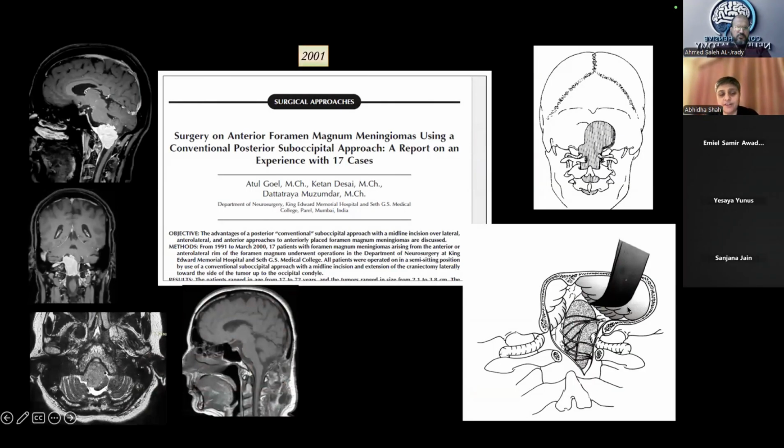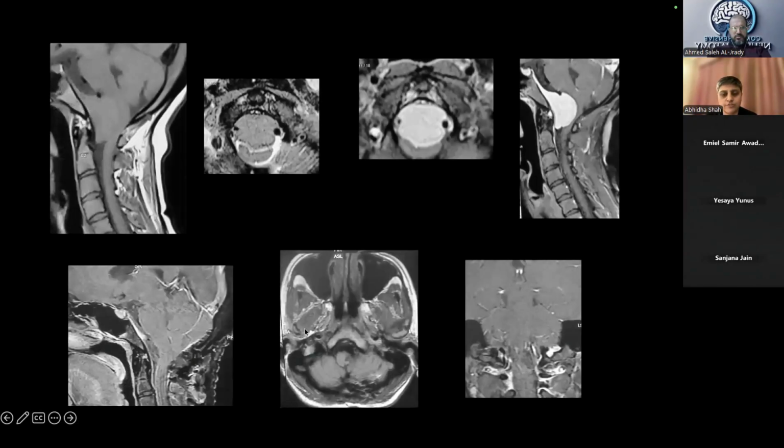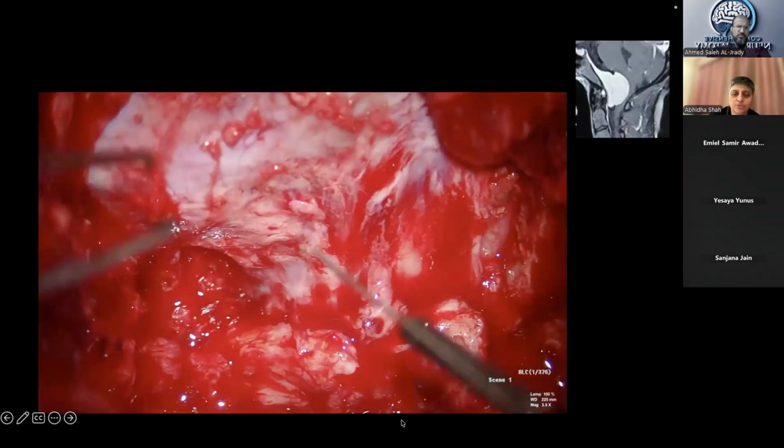For foramen magnum tumors, for foramen magnum meningiomas, we use this conventional posterior suboccipital approach to remove these tumors, and I'll just show you a few examples. So you see this tumor lying completely ventral to the cervicomedullary junction. Both the vertebral arteries are in the way, and we've come from one side by using a posterior suboccipital approach and then remove this tumor.